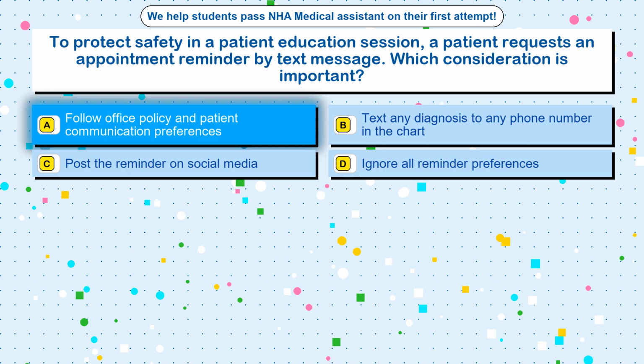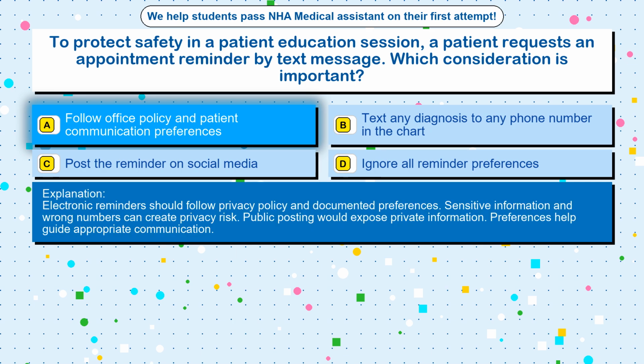The correct answer is option A. Follow office policy and patient communication preferences. Electronic reminders should follow privacy policy and documented preferences. Sensitive information and wrong numbers can create privacy risk. Public posting would expose private information. Preferences help guide appropriate communication.